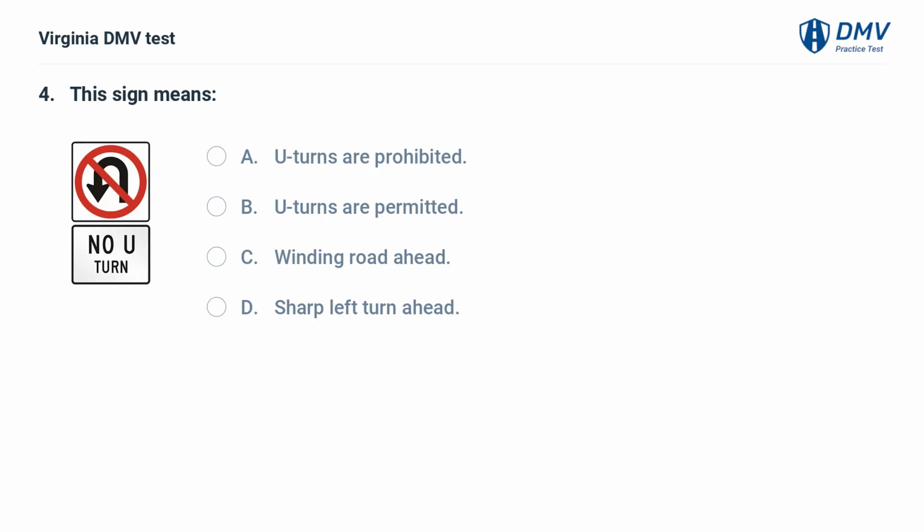This sign means A. U-turns are prohibited. B. U-turns are permitted. C. Winding road ahead. D. Sharp left turn ahead.